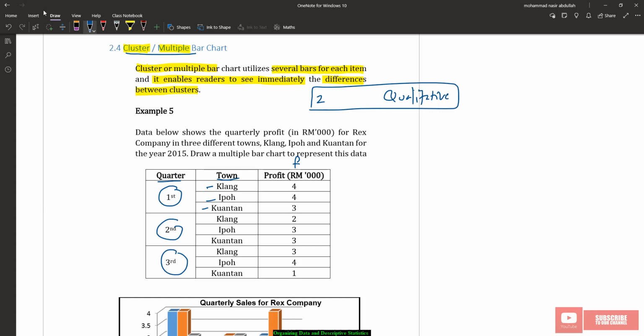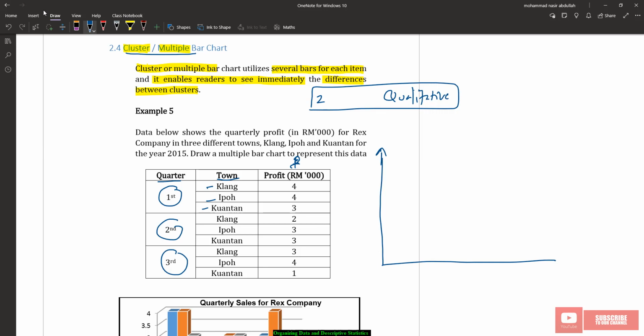Atau frequency pun boleh juga. And this is not frequency, this is a profit. This is a quantitative variable. Alright. So for cluster bar chart, instead of having a single bar for each category, now we split a bar into several categories, right?